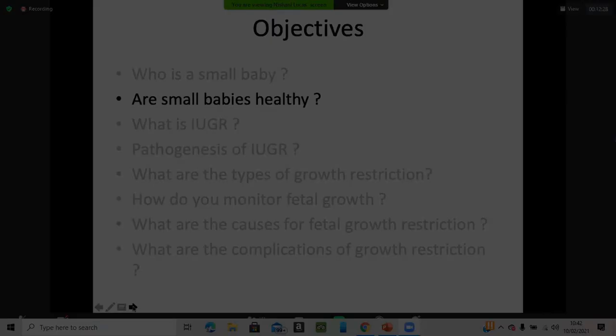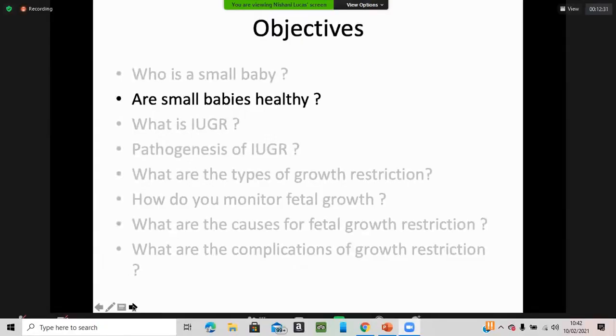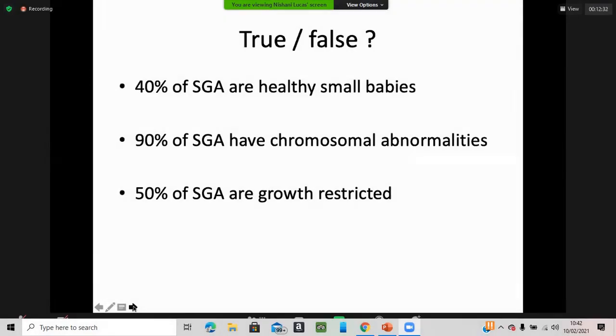Okay, so the next question. Are small babies healthy? So what do you think? 40% of small for gestational age are healthy. 90% have chromosomal abnormalities. 50% are growth restricted. So I am not expecting you to know the answers, but you can take a guess. Yes? What about the first statement?